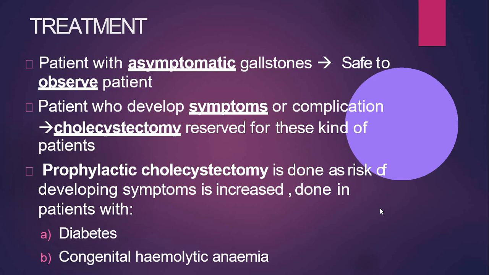Why in diabetes? Because diabetic patients have less pain perception. So the patient may develop acute cholecystitis, but will not have pain. So in a diabetic patient, even in the asymptomatic stage, go for the cholecystectomy. In congenital hemolytic anemia, there are always chances of formation of multiple pigment stones, so it is better to do the cholecystectomy.